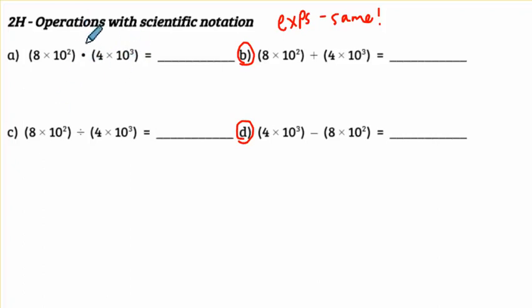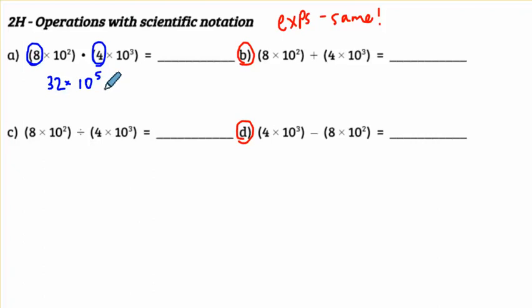All right, so since this is multiplication, I'm going to multiply 8 times 4. 8 times 4 is 32. Then I'm going to multiply 10 to the second times 10 to the third. Well, we've learned over the course of the last few months that when we multiply with the same base, like 10, we do what with the exponents? We add them. So 2 plus 3 is 5. So this is our answer.